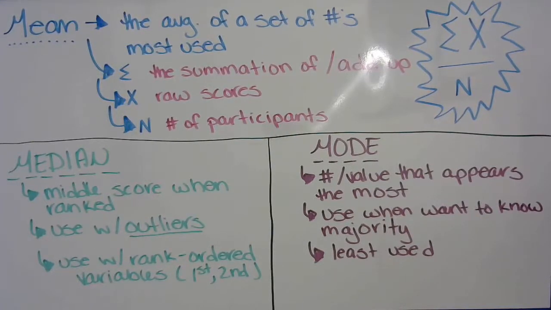And then the last one is the mode. It is the number or value that appears the most. So if you have a set of numbers and it's 2, 2, 3, 4, 5, since there are two twos, that is the number that appears the most, and that would be your mode. You use the mode when you want to know the majority, what the majority of people in your study or in your survey are reporting. This is also the least used method of central tendency because sometimes it has a tendency to not be very accurate.